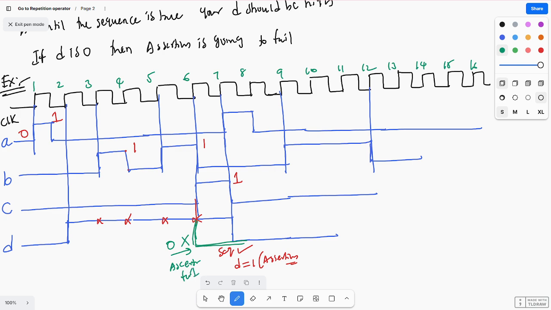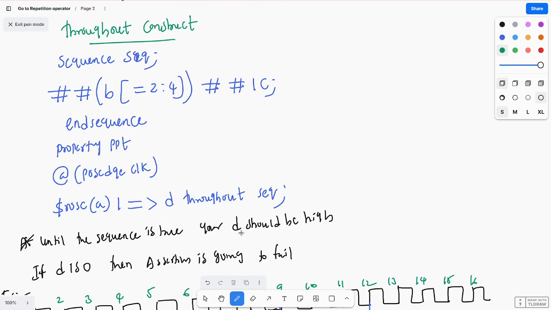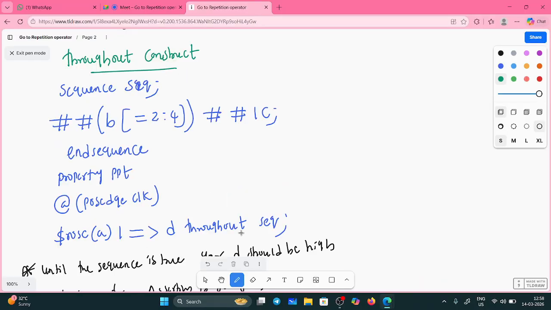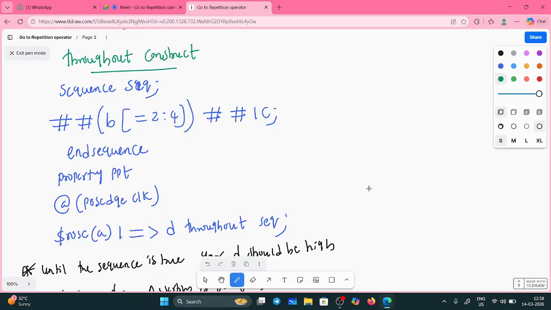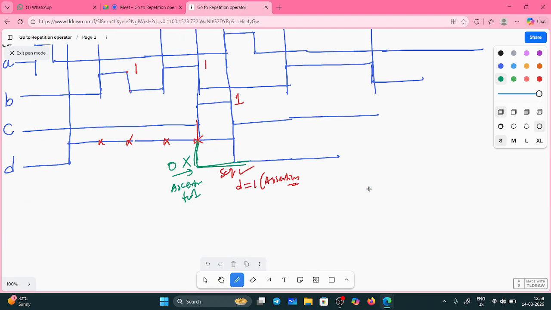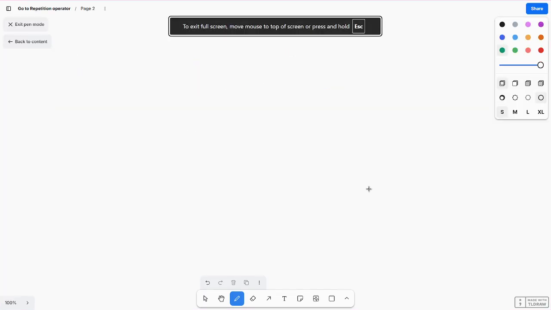Did you understand throughout? Any doubts or queries? Shall I move forward? Okay, just give a response so that I can understand and move forward.